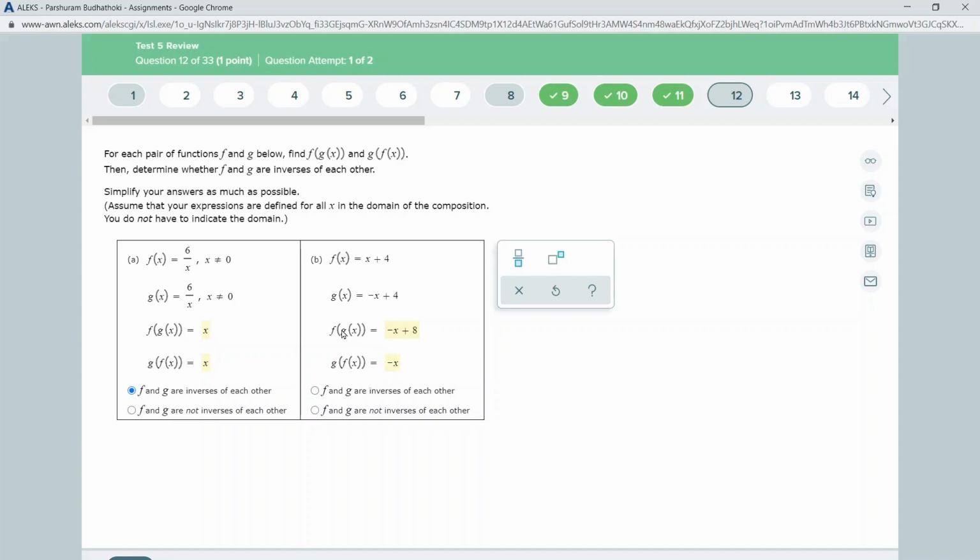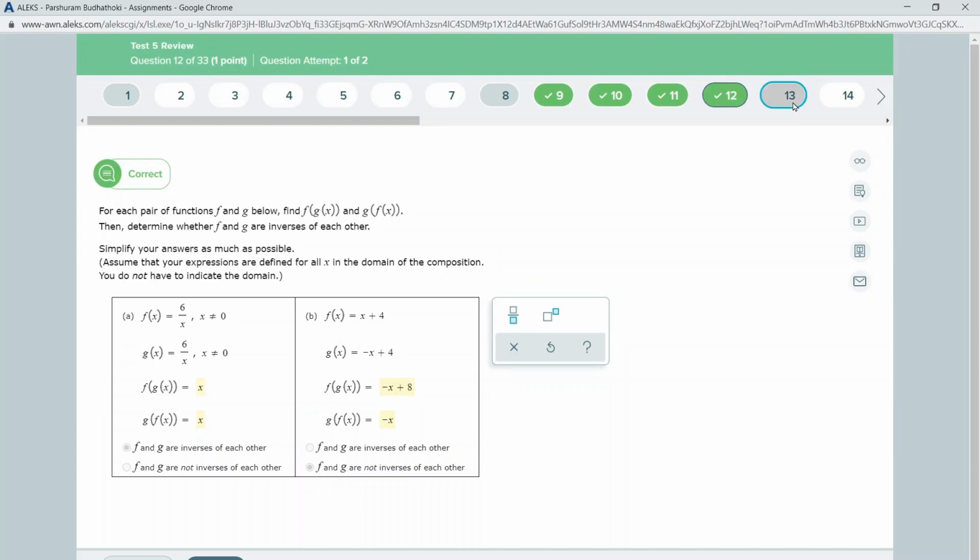As you can see, the composition in neither direction is giving you x, so that means they are not inverse of each other. Let's check. Great, let's go to the next problem.